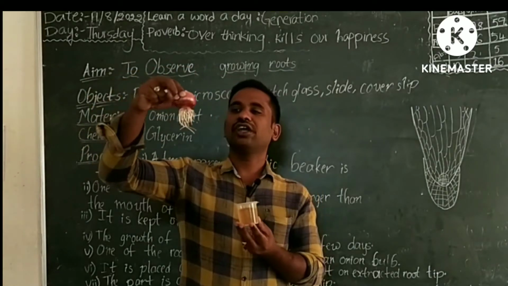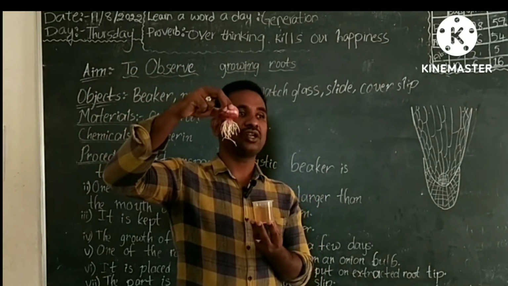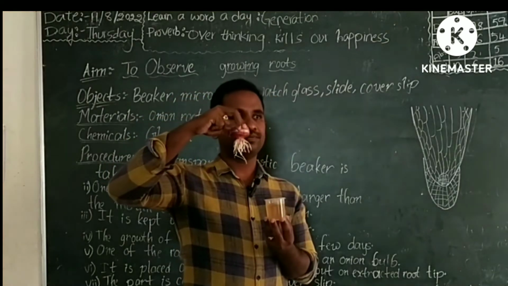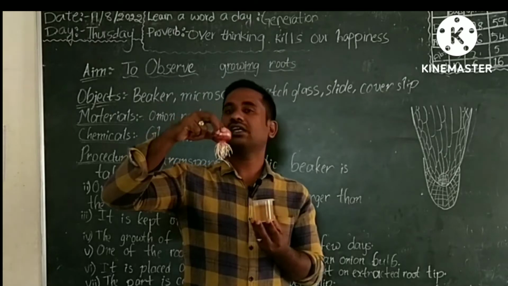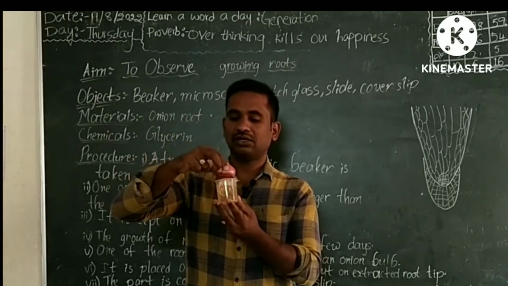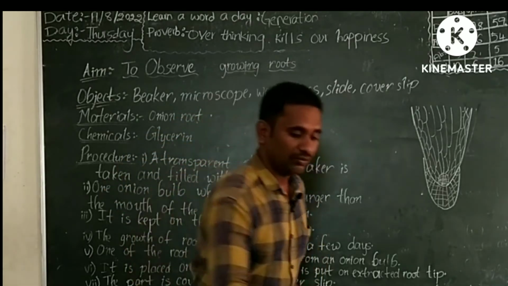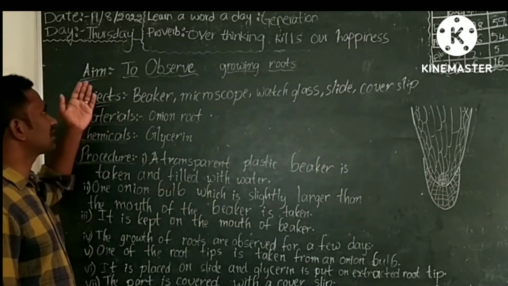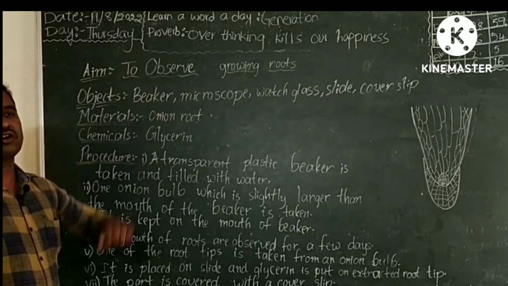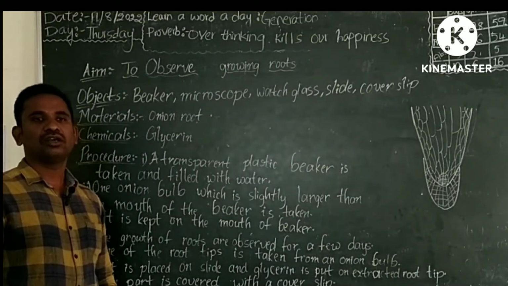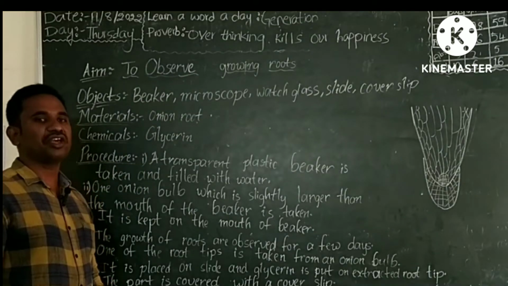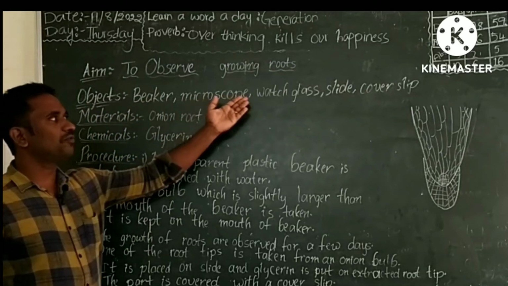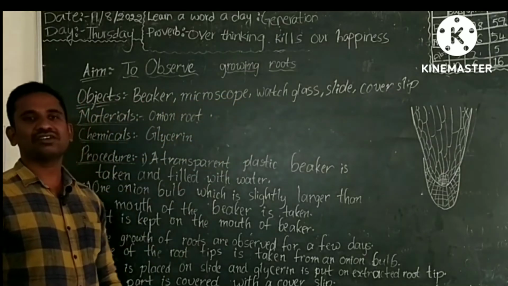Now we are going to see the structure of a root tip, and how the cells are present in this onion. So we are going to do this experiment. First of all, the aim of our experiment is to observe growing roots in onion. Next, apparatus: beaker, microscope, watch glass, slide and cover slip, etc.